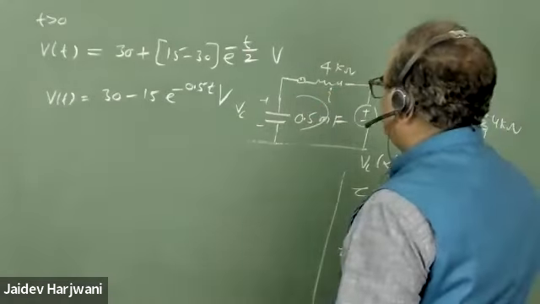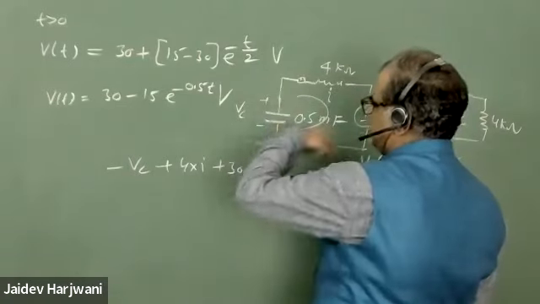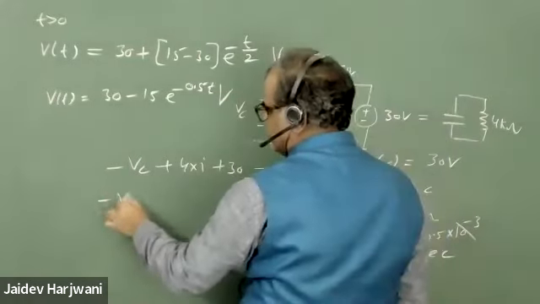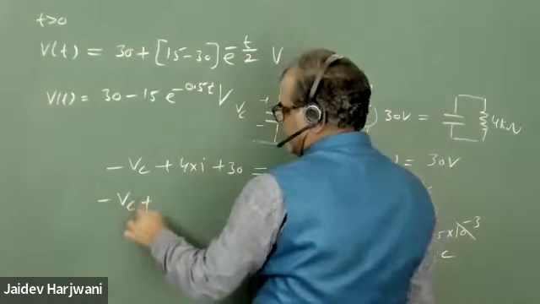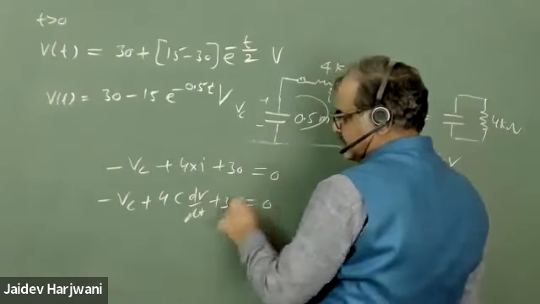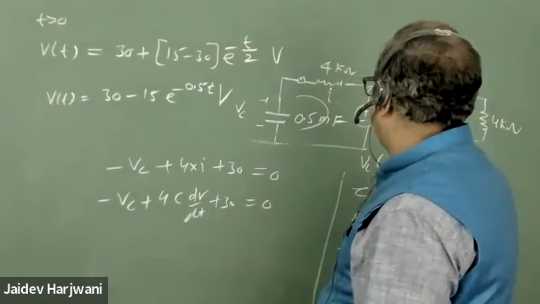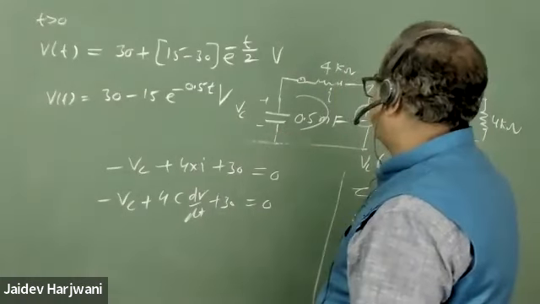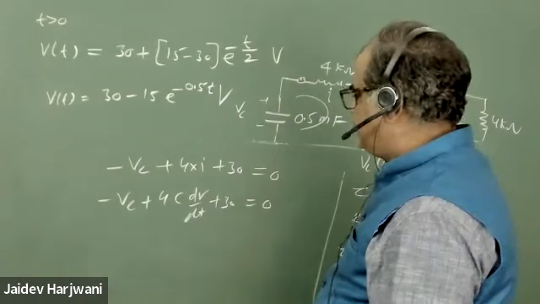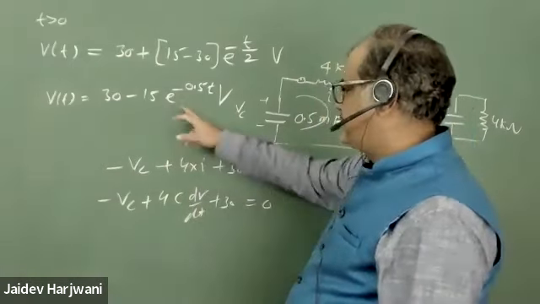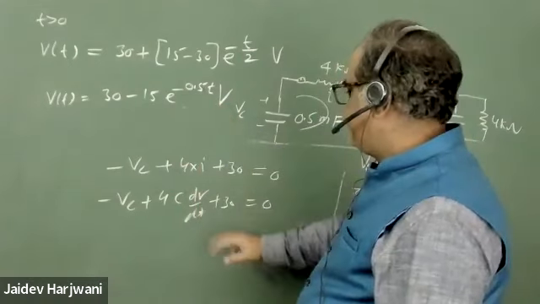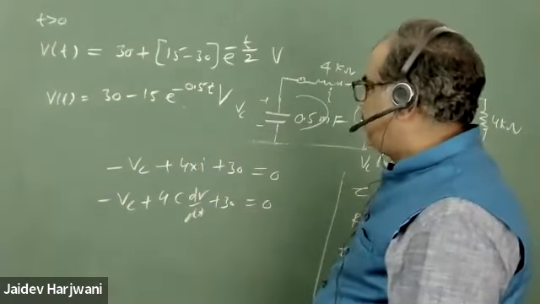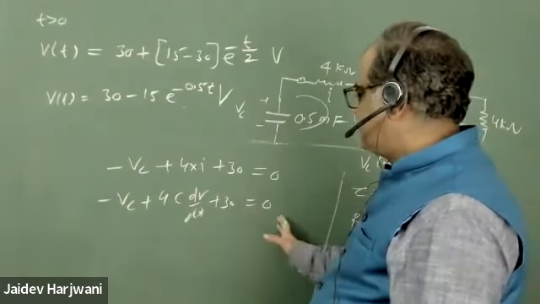And I is what here? I is the capacitor current, because this current is passing through the capacitor. So you can write VC plus I, I is C dv by dt, plus 30 equals to zero. Now VC, you know the VC value. Now you can put the dv by dt value from here in this equation, and you can check whether this equation is satisfied or not satisfied. This is homework. You try it.